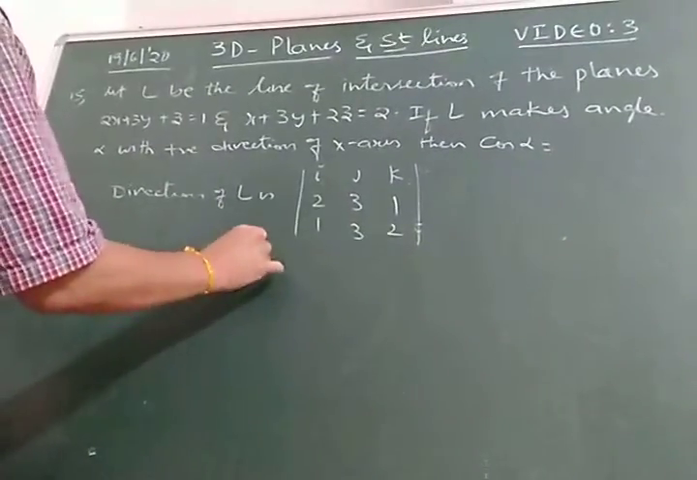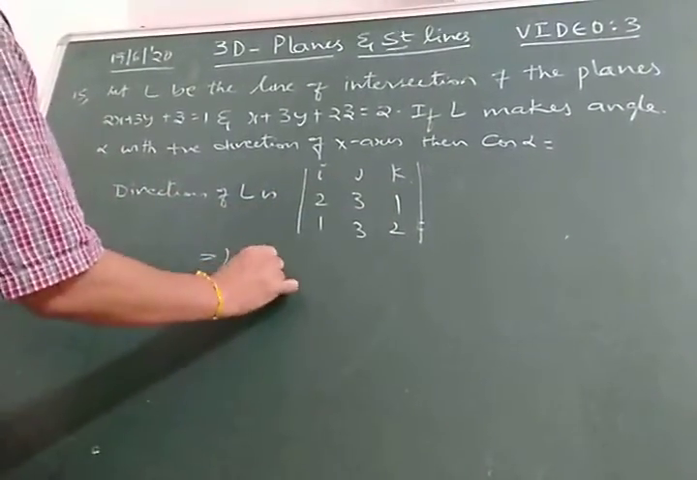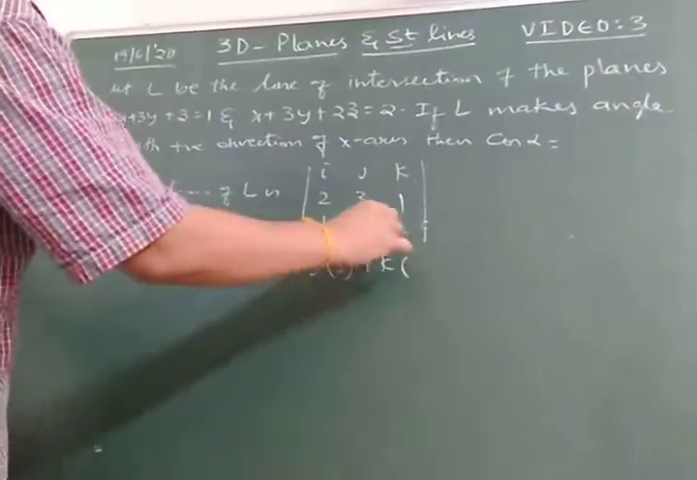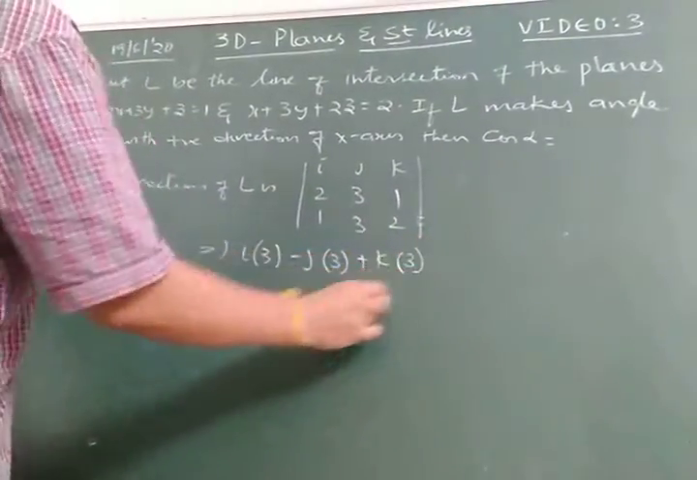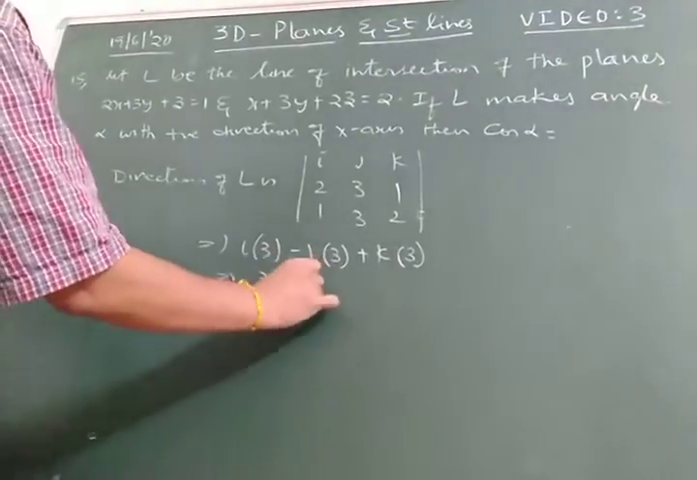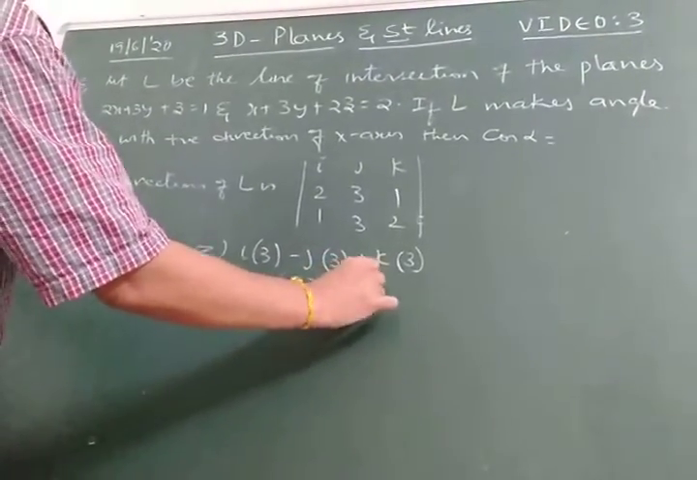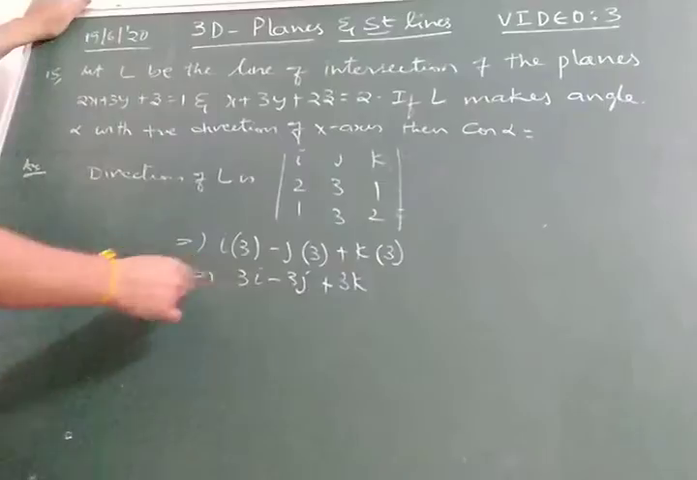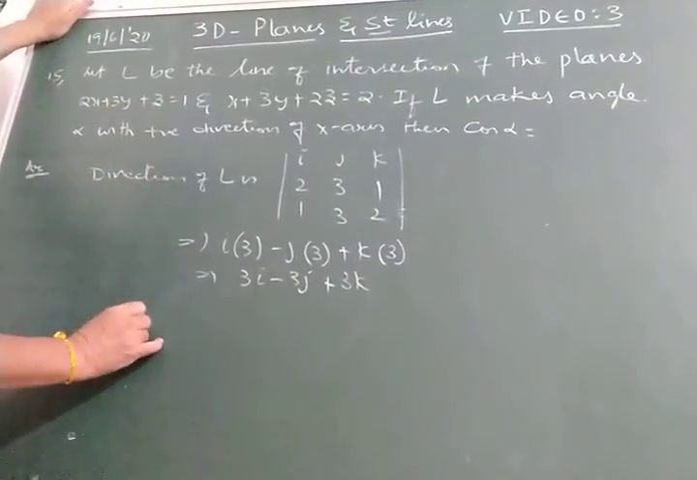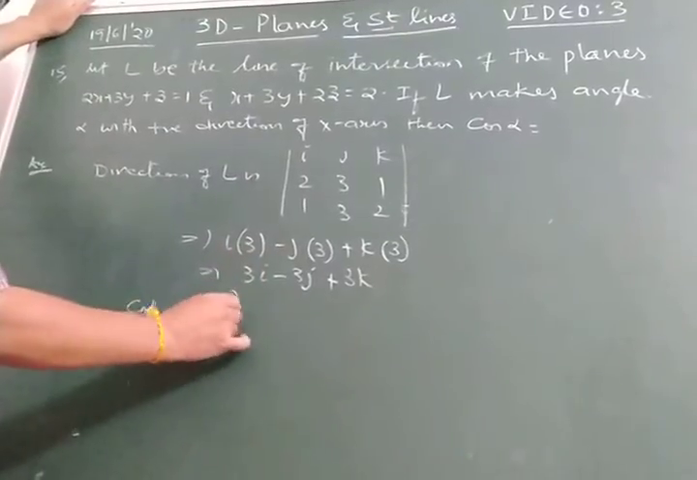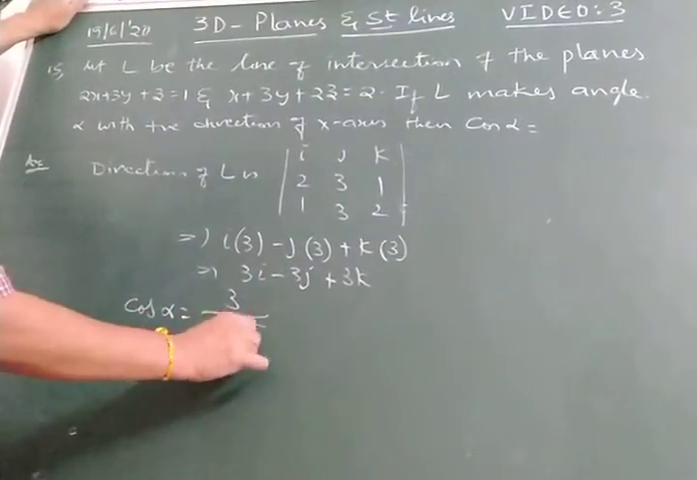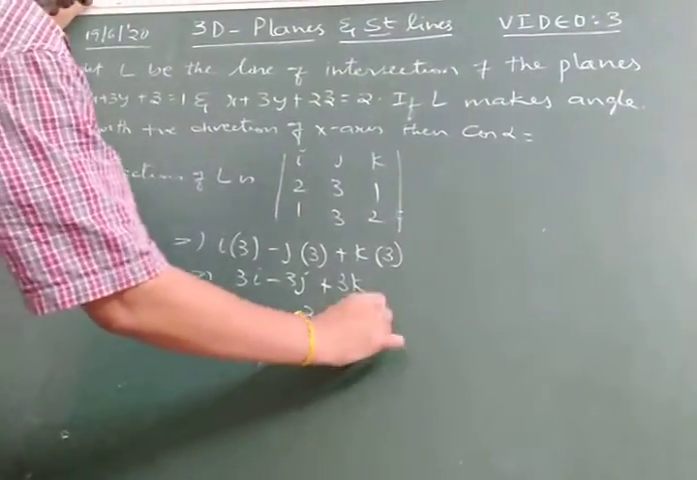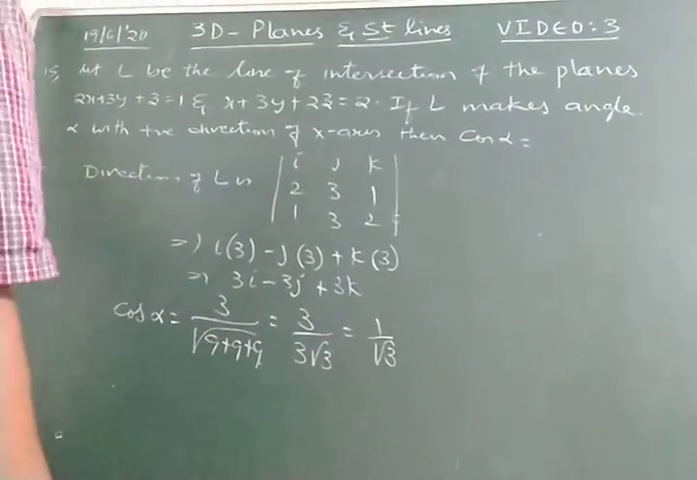So that implies i into 6 minus 3 is 3, minus j into 4 minus 1 is 3, plus k into 6 minus 3 is 3. So that implies 3i minus 3j plus 3k. This is the direction of the given line. If this line makes an angle alpha with the x-axis, then cos alpha is equal to x coordinate 3 by root of 9 plus 9 plus 9, that is 3 by 3 root 3, that is 1 by root 3, is cos alpha.